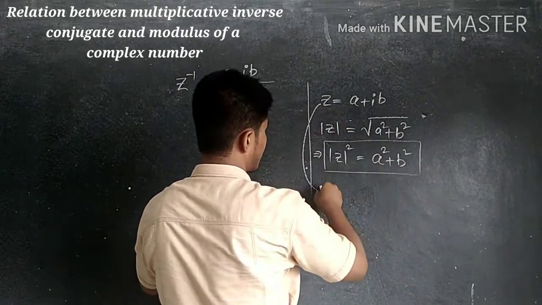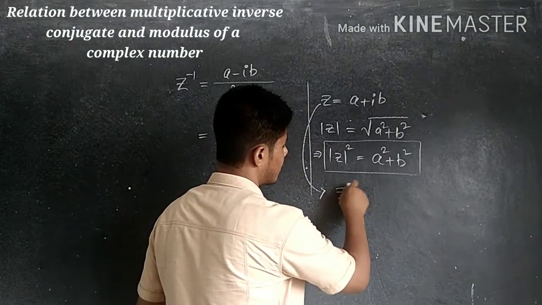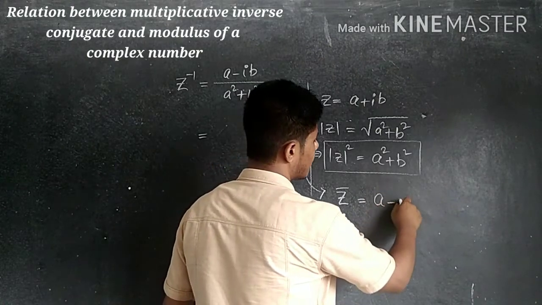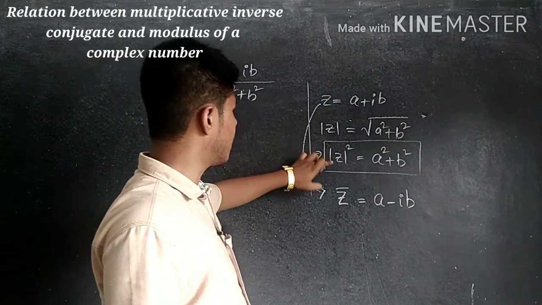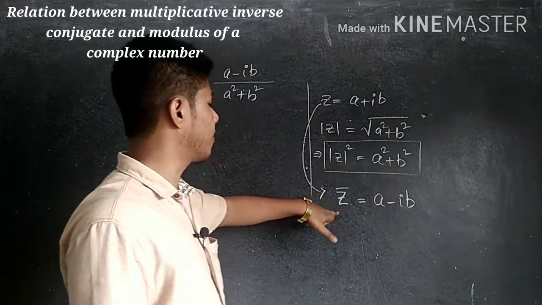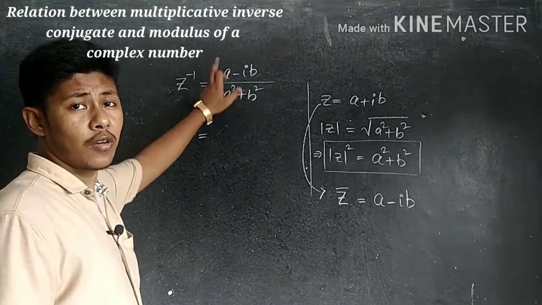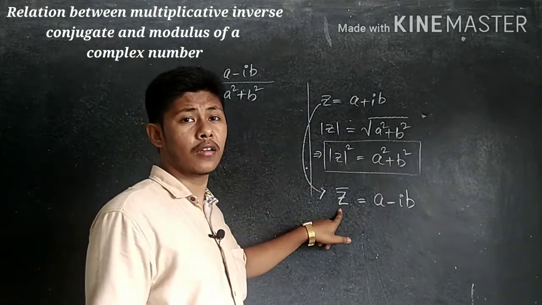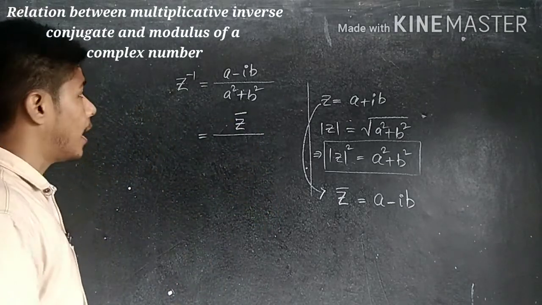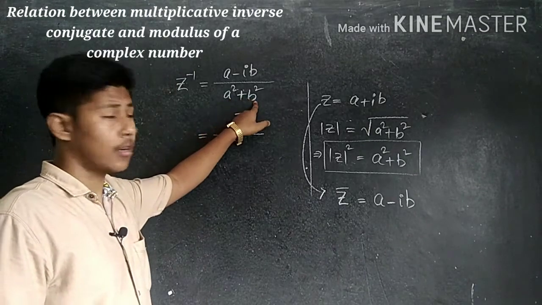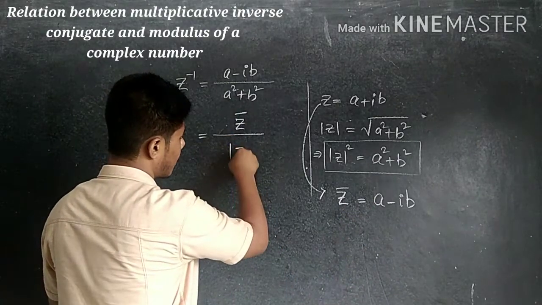Again, if z equals a plus ib is a complex number, and if we write down the conjugate, then z bar equals what? a minus ib. Now the second one. The first one is modulus of z, after squaring we get this result, and the conjugate is a minus ib. So in place of this a minus ib, what can we write? z bar. And secondly, here you see a square plus b square. In place of a square plus b square, what can we write? Modulus of z square.